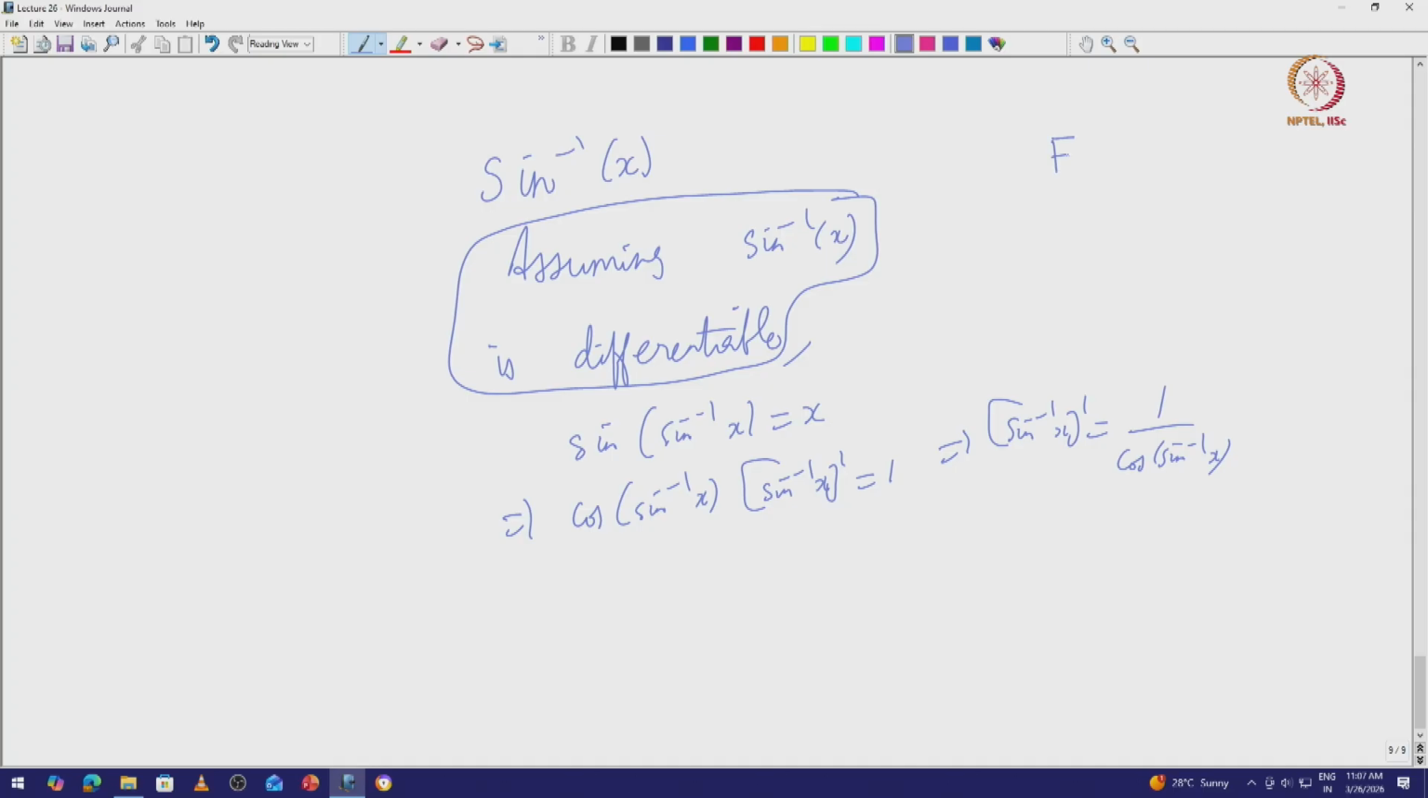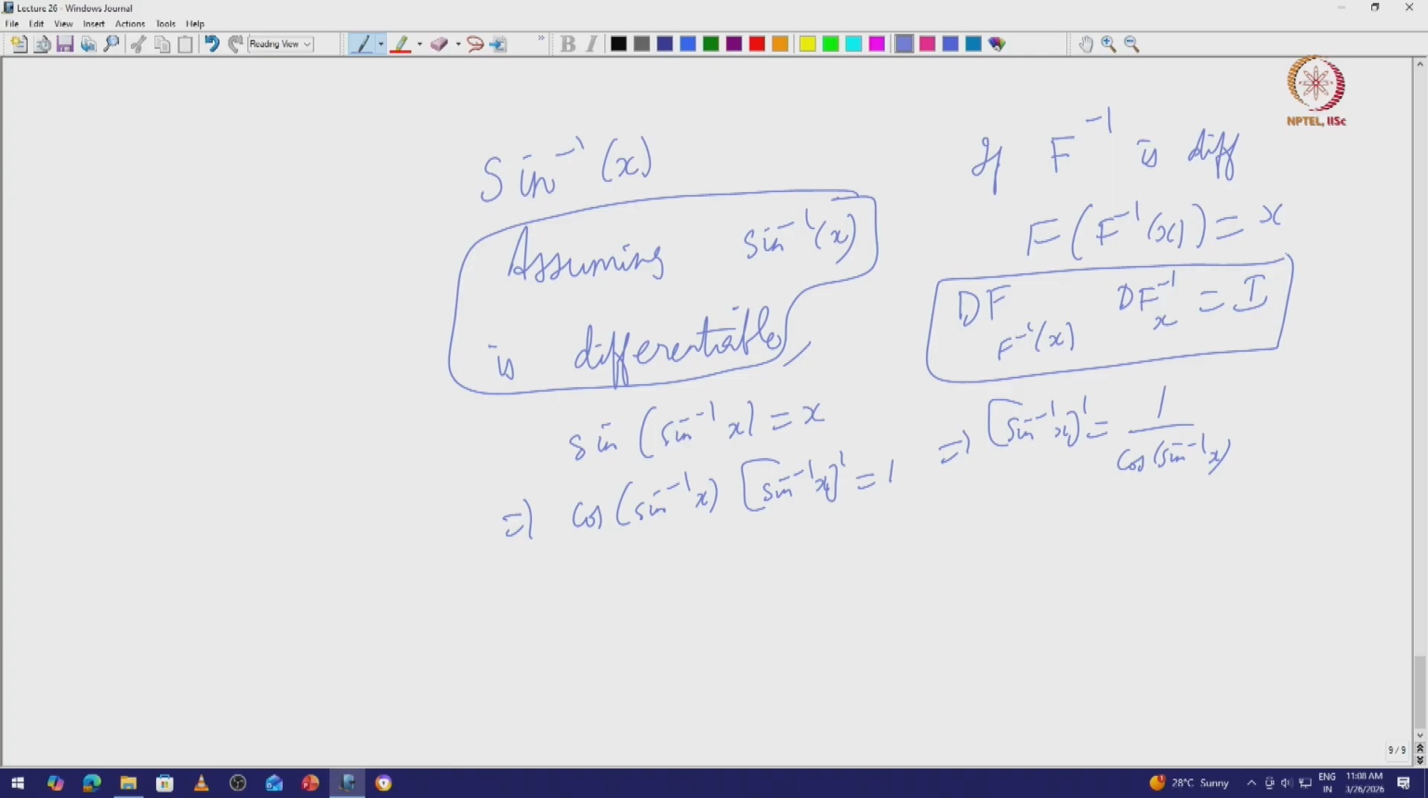If f inverse is differentiable and f is a multivariable function, then f of f inverse of x is x. So the derivative of f at the point f inverse x times the derivative of f inverse at the point x is identity, which means the derivative of f inverse at the point x is the inverse of this matrix, right? The trouble, however, is this very strong assumption that f inverse is differentiable, right?